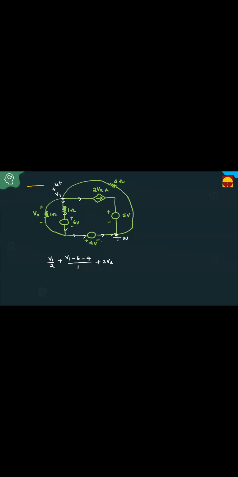So Vx and V1 will be the same. How? See, this is plus minus 4, this is 4 volts. It is a zero potential, so what is this voltage? It is 4 volts. If it is 4 volts, now we can apply like this: V1 minus 4 by 1, this is correct, is equal to 0.